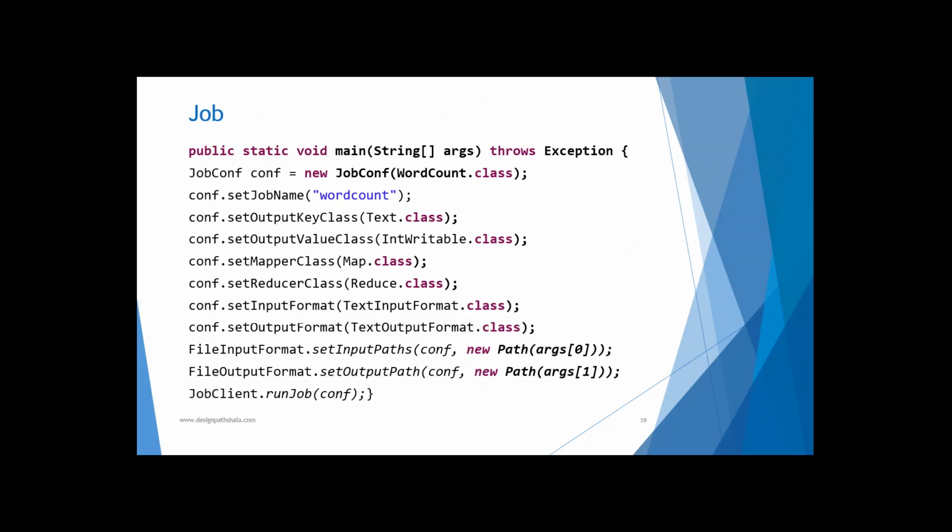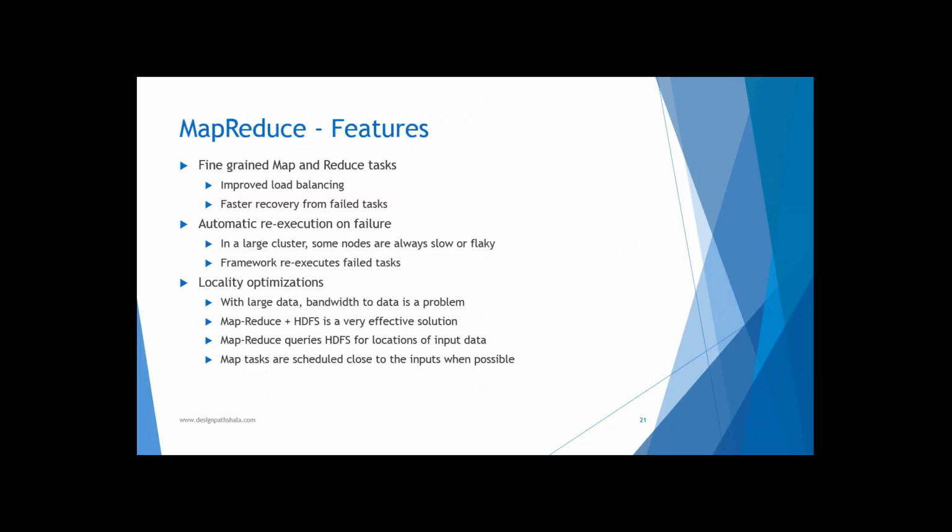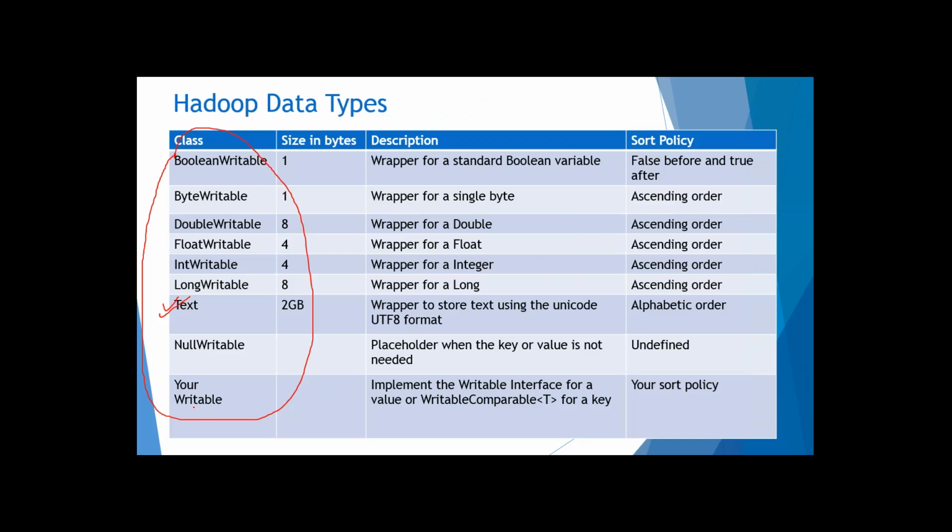But when I create my own writable, if I want to use that data type as a key, then I have to implement the comparable also, and I have to implement that compareTo method also, so that those can be compared at the sort and shuffle phase. Otherwise, the sort and shuffle phase will not be able to compare my data. Right, okay.